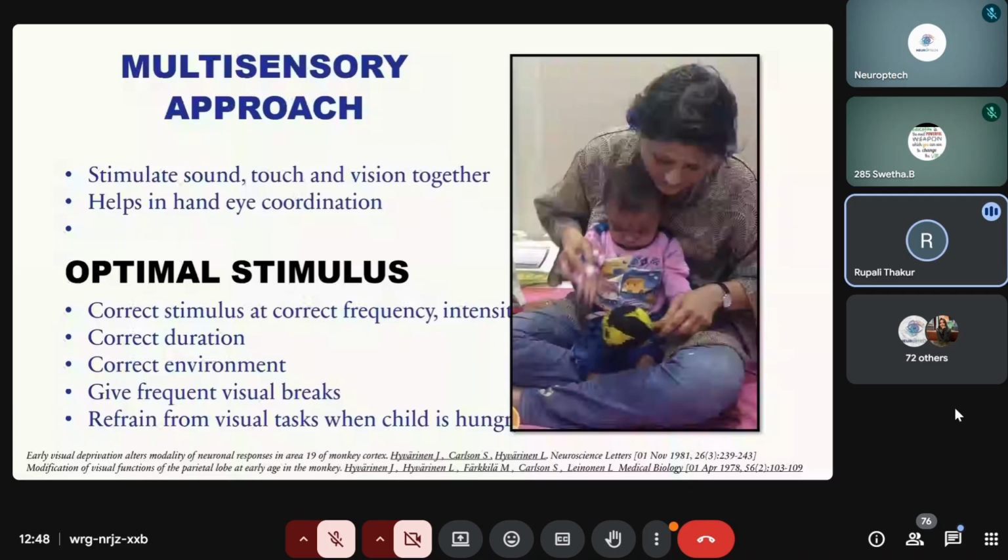Give frequent visual breaks also. Suppose a 10 minute session has been done, then give a 2-3 minute break, then introduce the same object. That's how you can do it. Refrain from visual tasks when the child is hungry. Some children, small babies, start crying. Some of the time during the therapy we need to take them in the lap also. Then we need to give them a break, as well as the mother also.